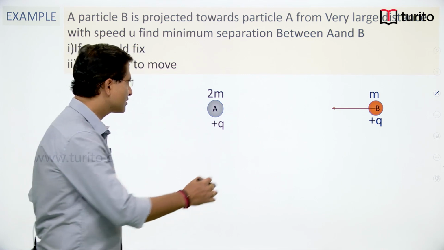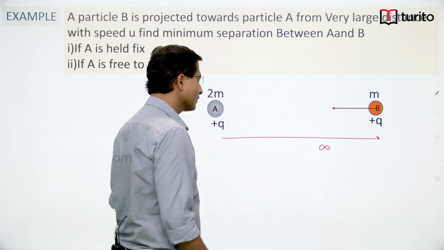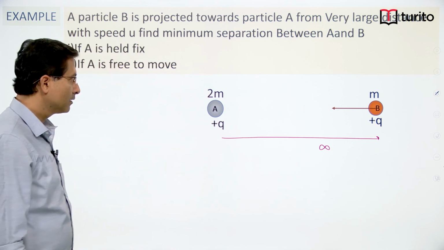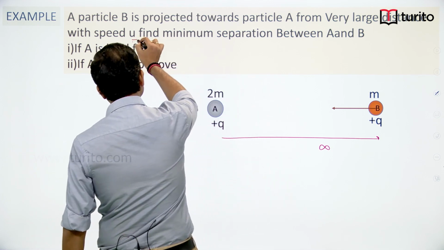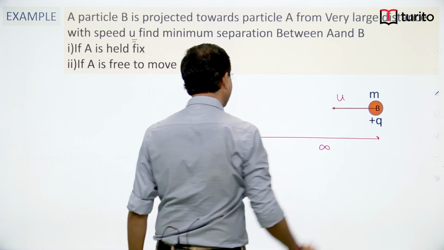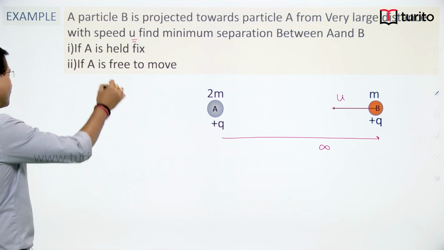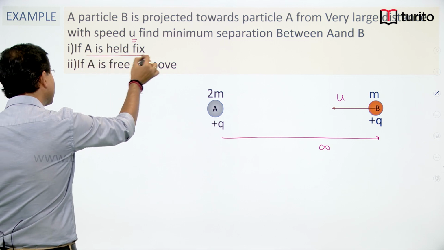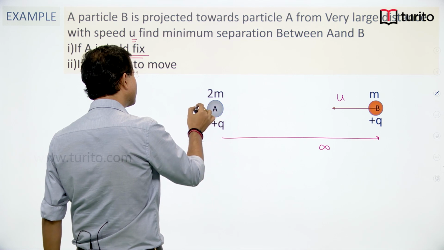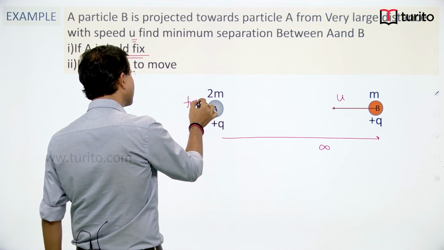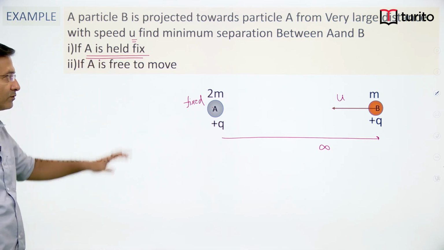So, initially this separation is infinity, right, and say it is projected with some speed u, and it is given in the question to find the minimum separation. First case, when A is held fixed. So, in first situation this particle is fixed, in second situation it is free to move, right.